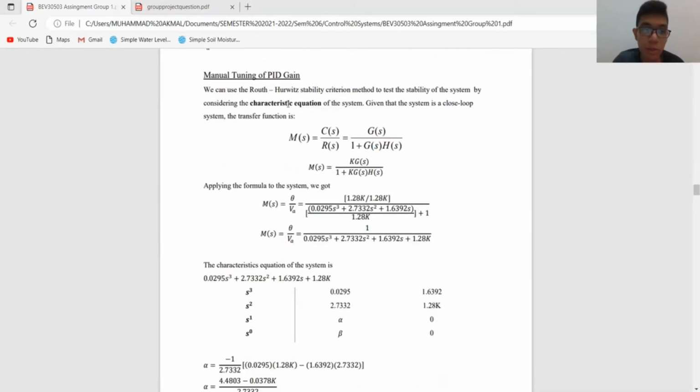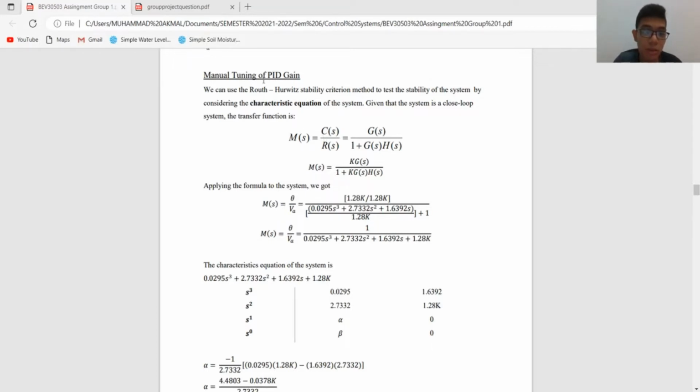Now we move into the manual tuning of the PID again. So next we want to find the value of K, or the critical gain for the system, so that we can find the critical period of the system, and then we can use the formula to find the gain for the P, PI, and PID controller.